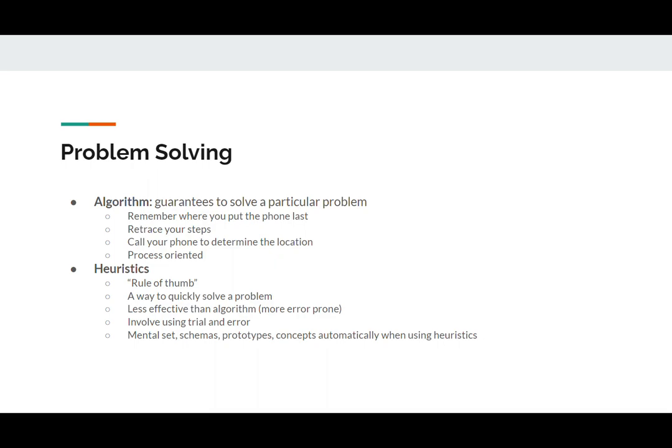And the second way of problem solving is heuristics. A heuristic is also known as a rule of thumb. Using a heuristic is a quick way to solve a problem, but it is usually less effective than using an algorithm because it is more error-prone. Heuristics also involve using trial and error.